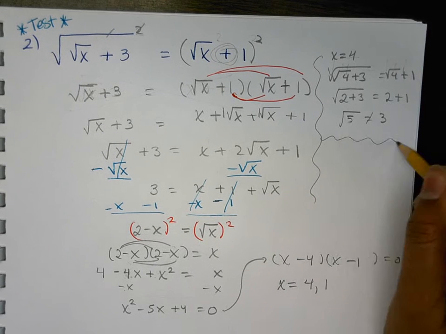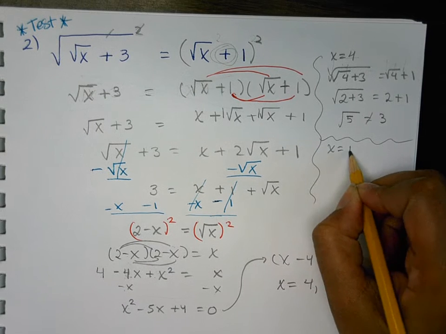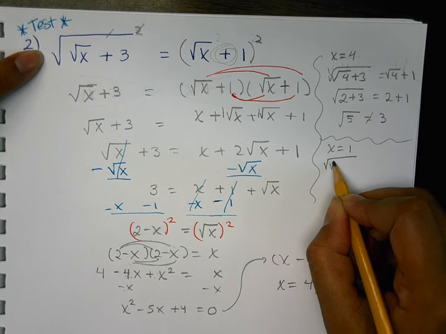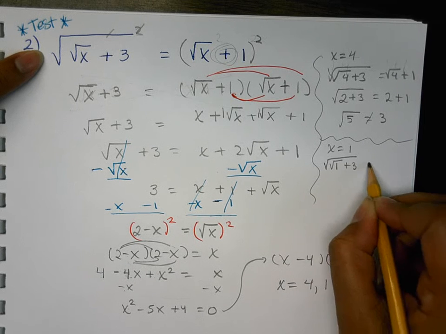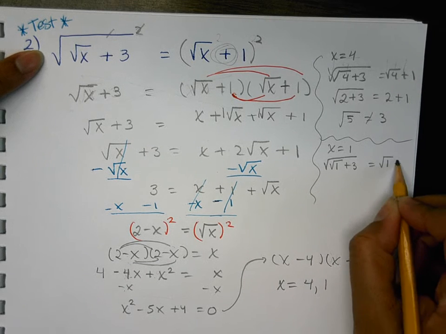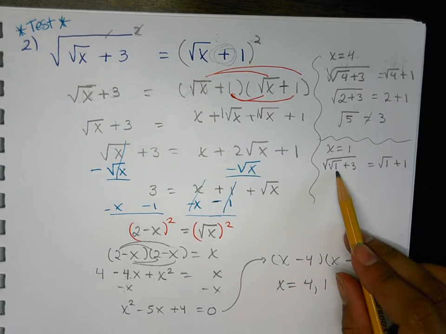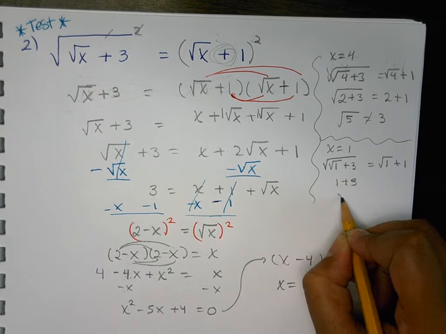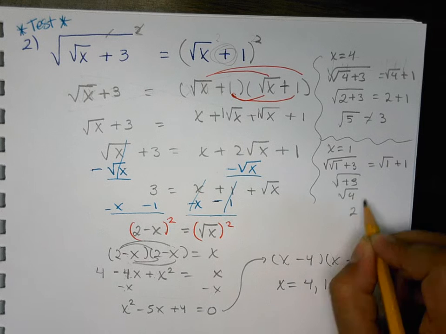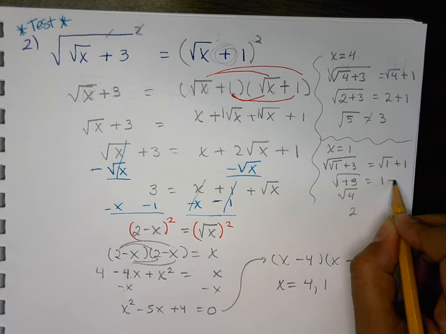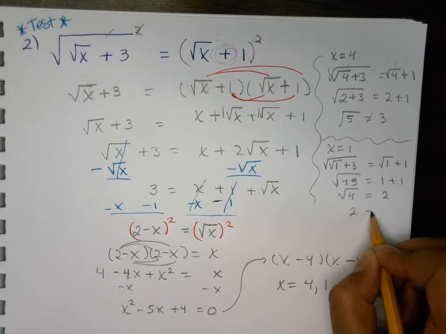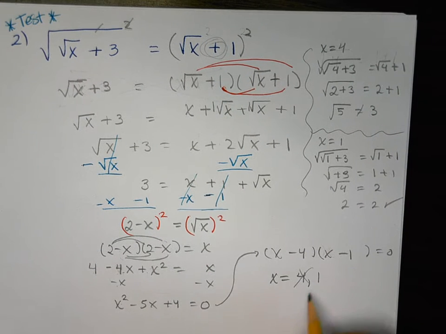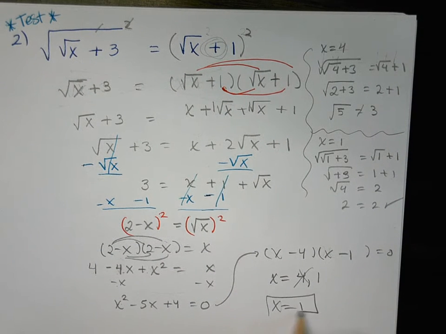And now I'm going to check x equals 1. So that gives me, in the very beginning, root 1 plus 3 equals root 1 plus 1. All right, what's the square root of 1? And 1 plus 3? And the square root of 4? What's the square root of 1? And 1 plus 1? Did that one work? Yes. All right, so we said 4 didn't work. X equals 1 is our only solution.